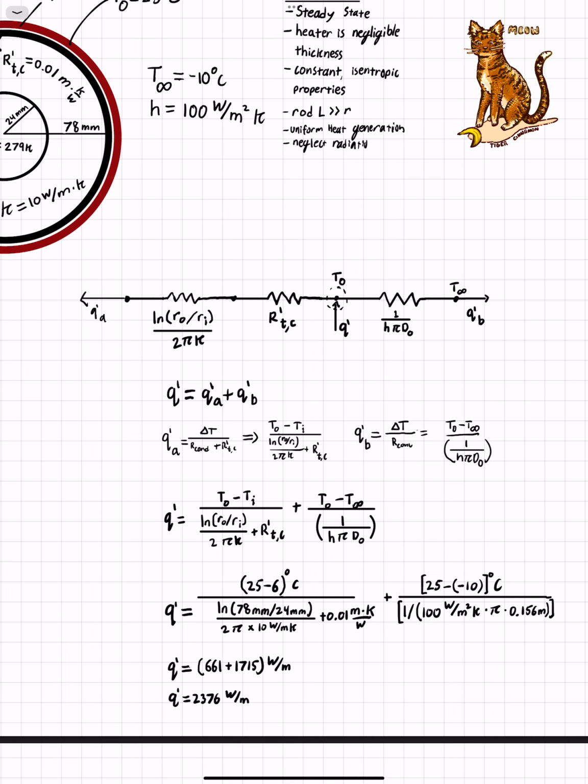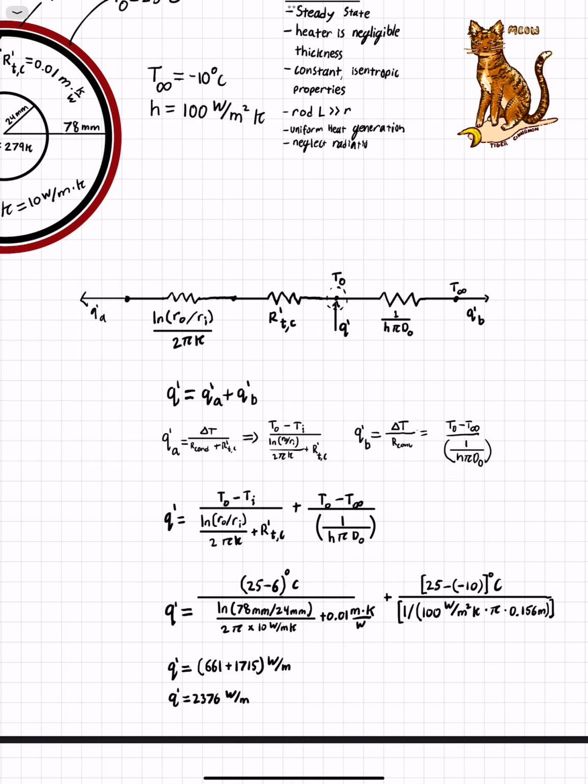From conservation of energy, we know that Q is equal to QA plus QB. So basically, the heat energy leaving on the left and right side has to equal the heat coming in through the heater. So what's QA and QB? Well, QA is going to be equal to the change in temperature on the left side over the resistance of the conduction through the pipe plus the resistance that is introduced at the contact between the heater and the pipe.